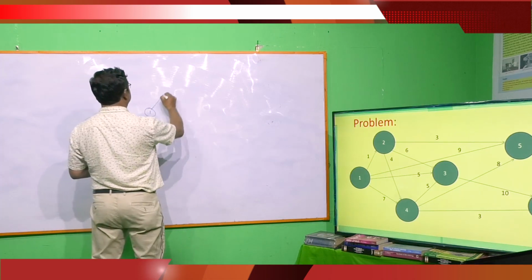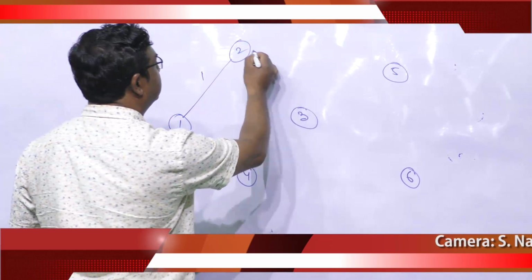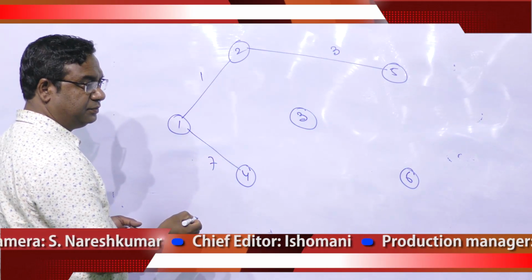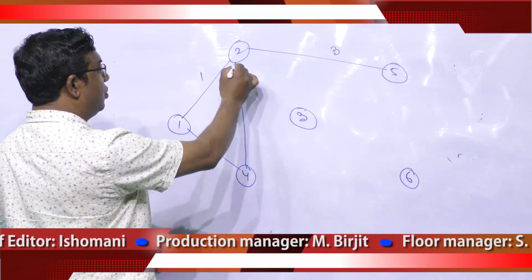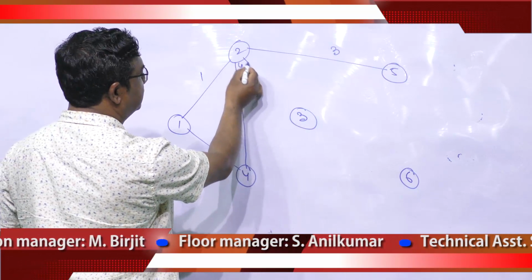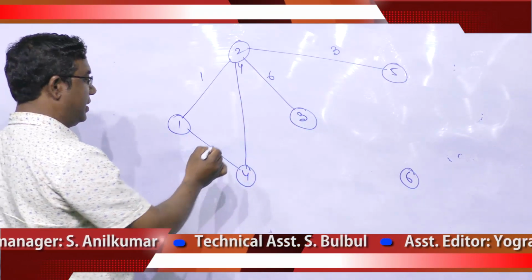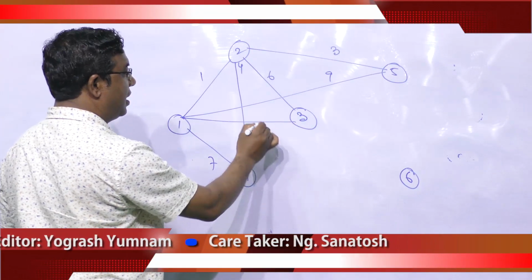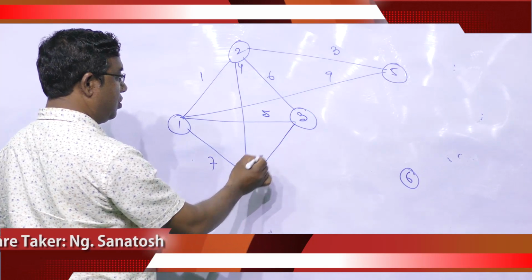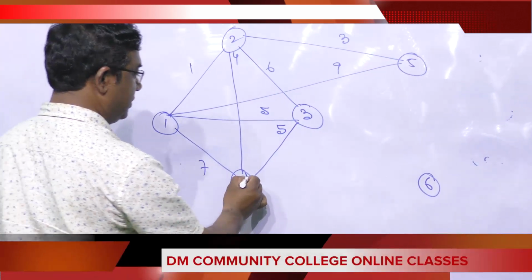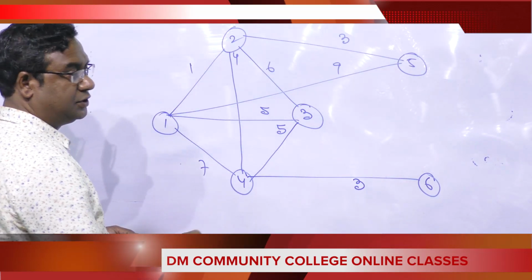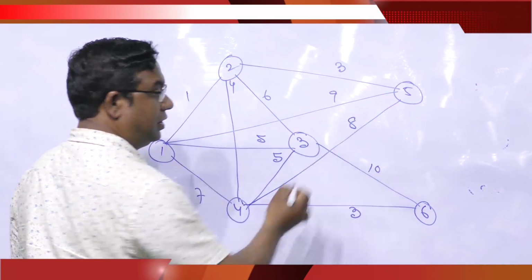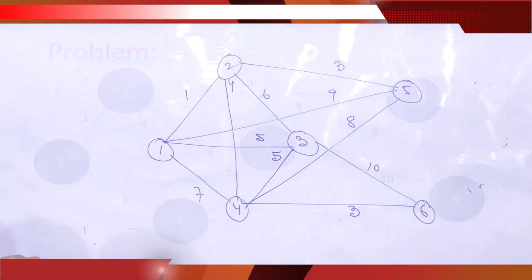This is node 1, node 2, 3. 1 to 4, 7; 2 to 4, 4; 2 to 3, 6; 1 to 5, 9; 1 to 3, 5; 4, 3, 4, 5, 4, 6, 3, 3, 6, 10, 4, 5, 8. So this is the given network.